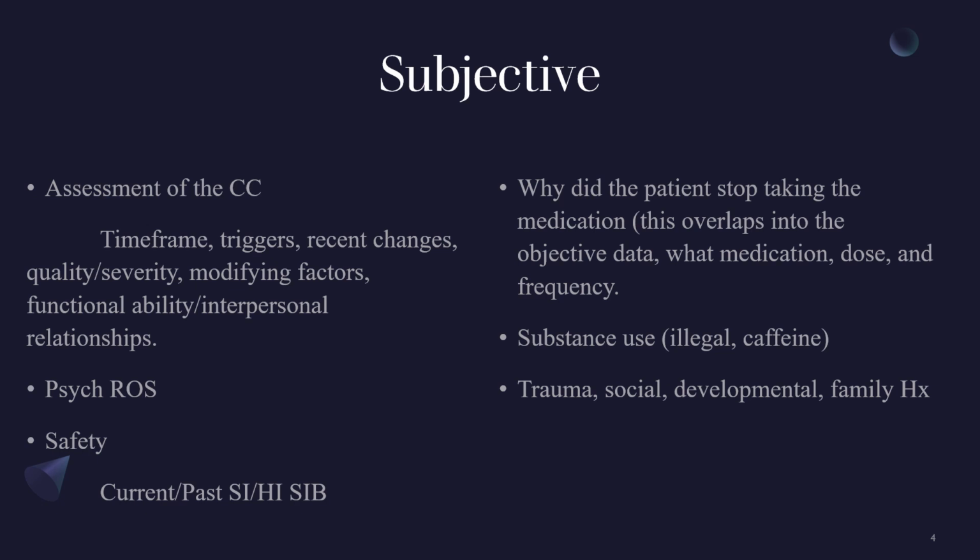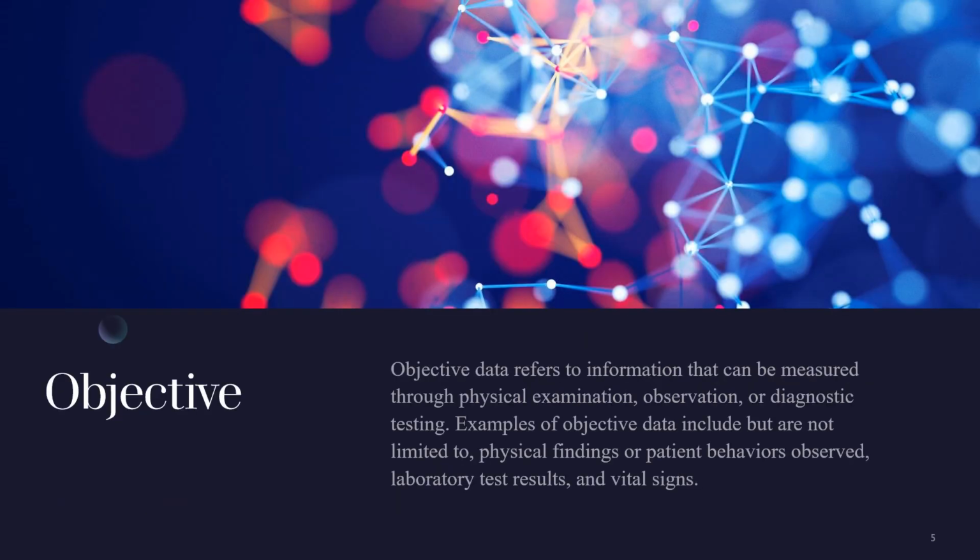This can often overlap with objective data. We also want to look at substance use, any trauma history, social developmental delays, and history of families. For example, is there a family history of bipolar disorder, schizophrenia, depression, or suicide attempts? All this is needed information to gather a picture of what's happening with this patient.